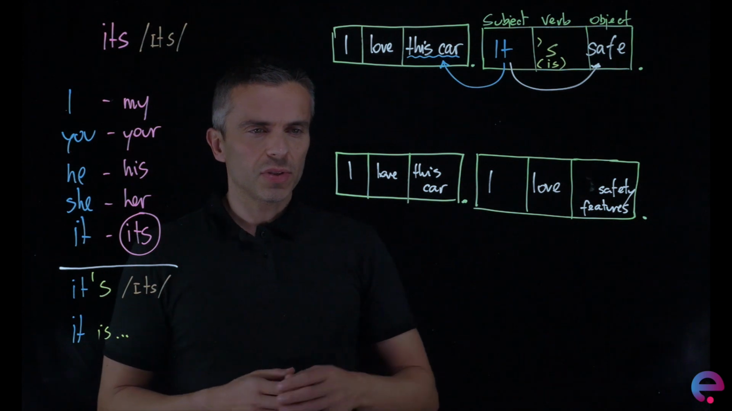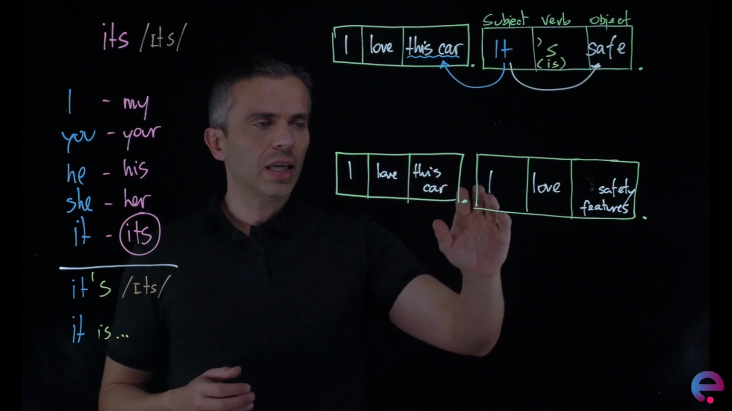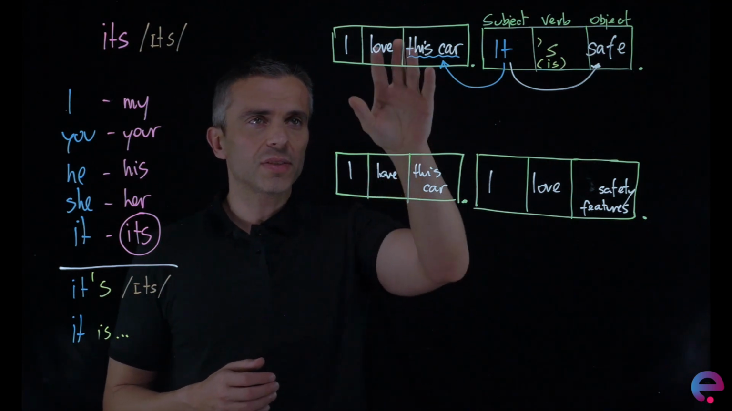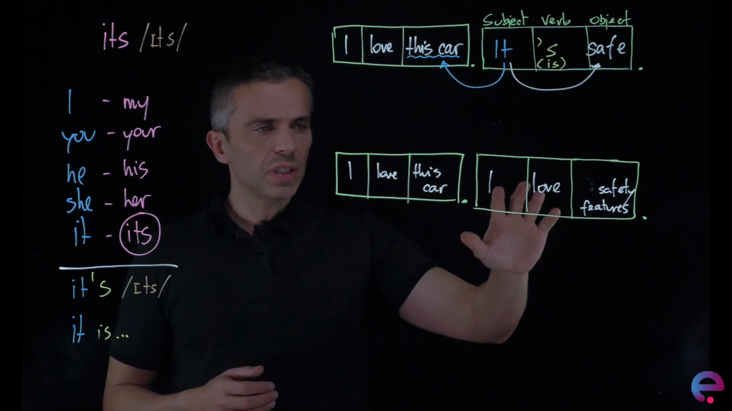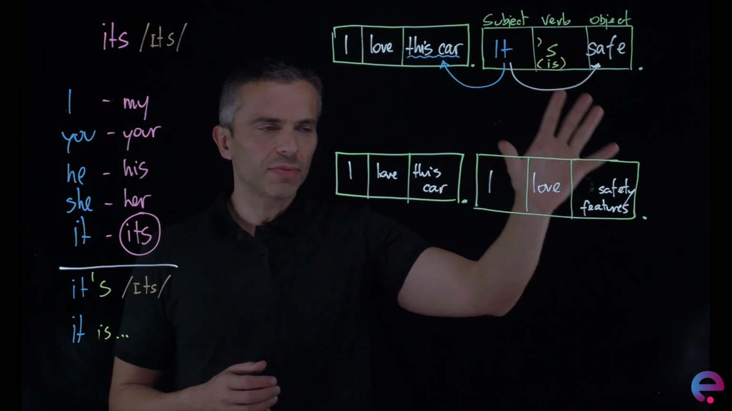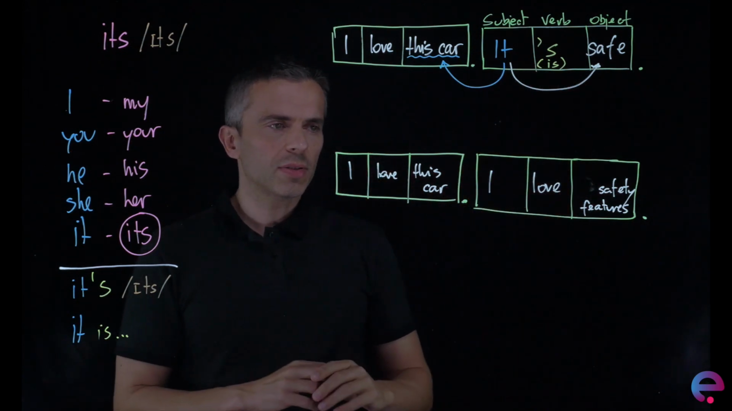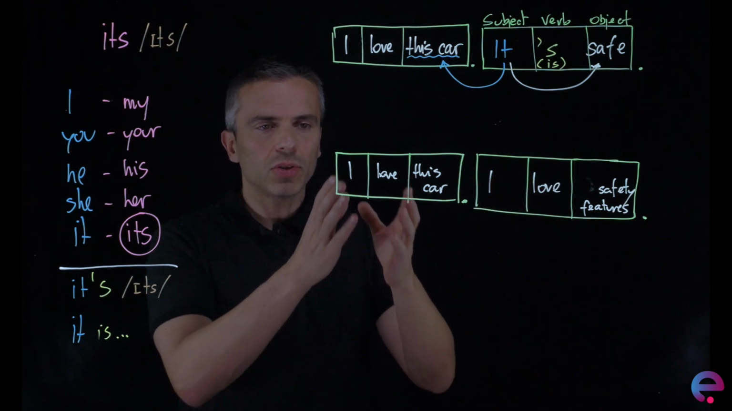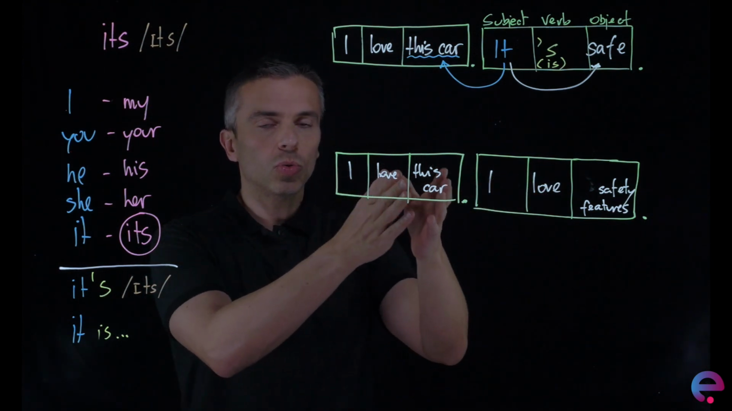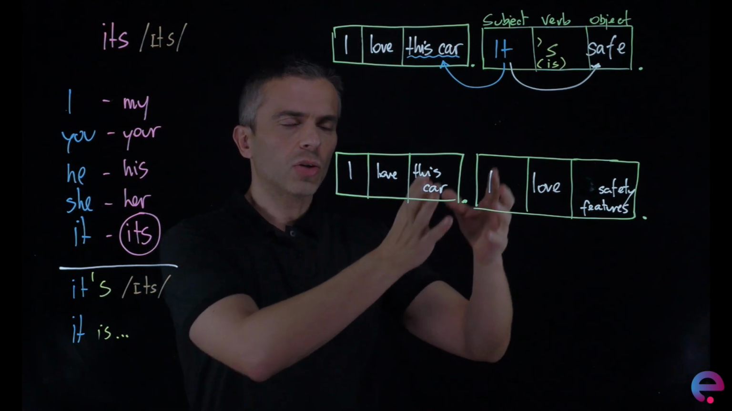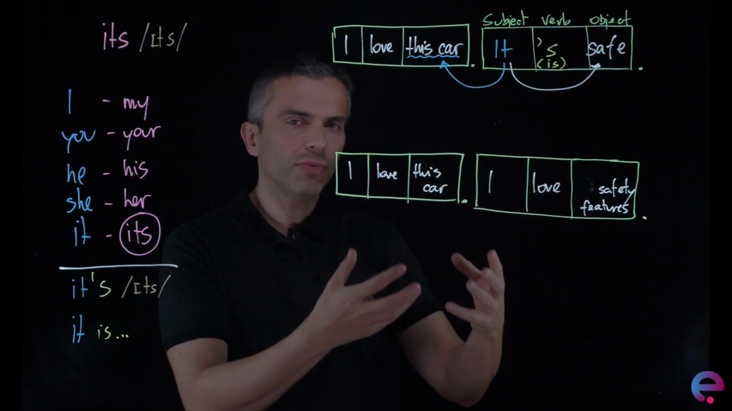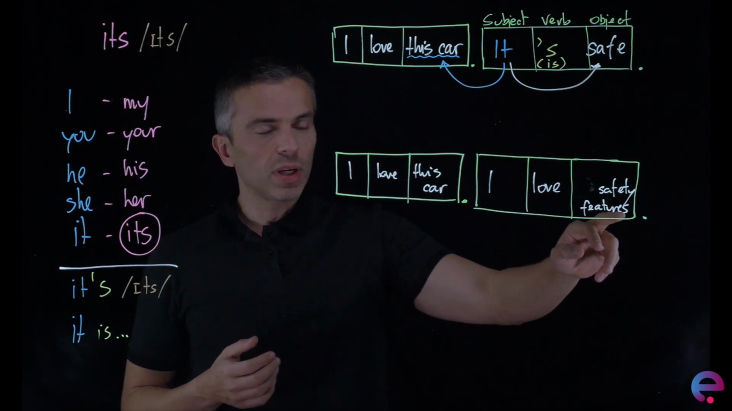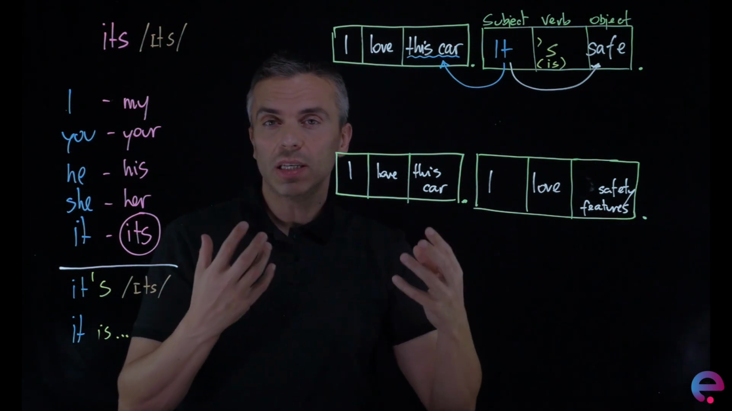We have two sentences. I love this car and I love safety features. Now, the first sentence is exactly the same, but you can see the second sentence is completely different. When you look at those two sentences, they seem completely separate. On the one hand, you talk about your feeling towards one object, and then on the other hand, you talk about your feeling towards other objects. Because over here we have features, so that means plural.